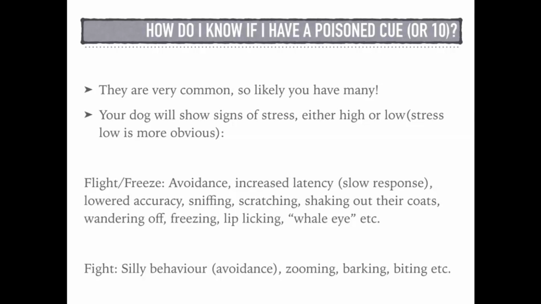So to summarize, if you have a dog showing any of these signs of stress low, typically, sometimes they'll stress high. Sometimes the dog will show what we consider high arousal behaviors, although in both cases it's technically high arousal. But we usually will see stress low behaviors associated with a poison cue. So that is your first big red flag. If you see these stress low behaviors, immediately stop and question: is something poisoning your cue?